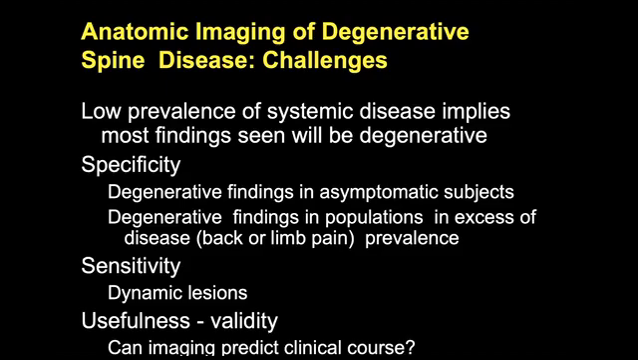So there are specificity issues and sensitivity issues. So remember, specificity is negative in health. So degenerative findings are seen in non-symptomatic subjects, and they're often correlated with aging. Degenerative findings are noted in populations in excess of the disease, that is the back or limb pain prevalence. So that means MRI should not be used as a screening tool, to try to screen people for abnormalities.